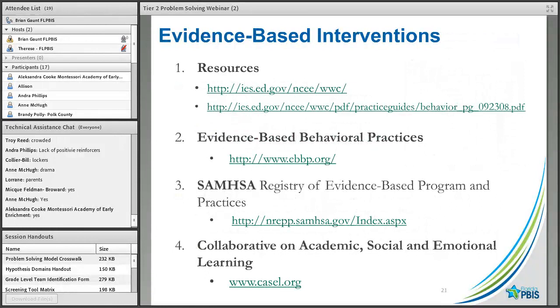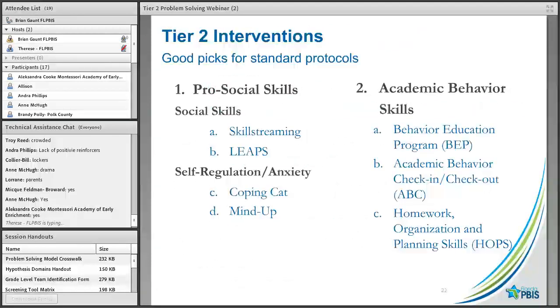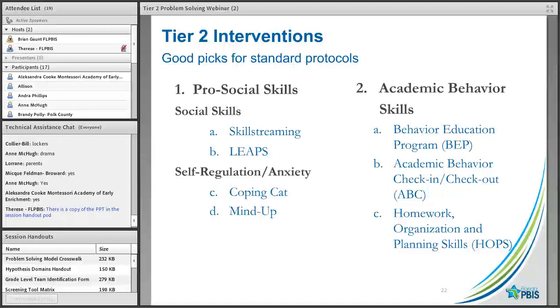Here are some resources for you if you're interested in understanding more about what evidence-based interventions exist. I will refer you all to each of these websites that provide you with a variety of ideas and resources on what constitutes evidence-based interventions. And also here are some more slides. Again, for the interest of time, I'm just going to highlight these, but we're not going to drill into them. But if you're looking for pro-social skill ideas, if you're looking for academic behavior skill ideas, each of these are evidence-based and can provide you some standard protocol options at your school.